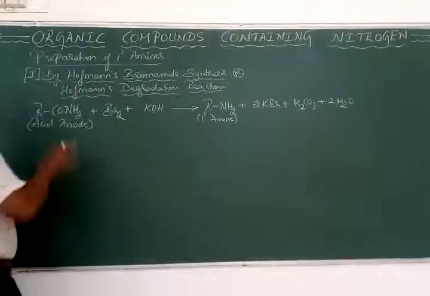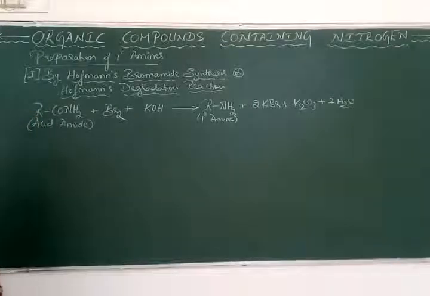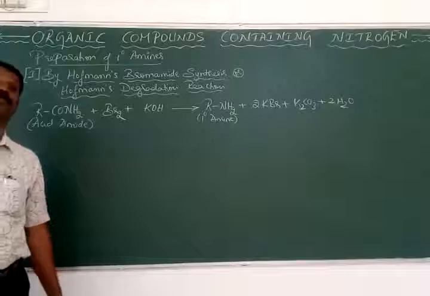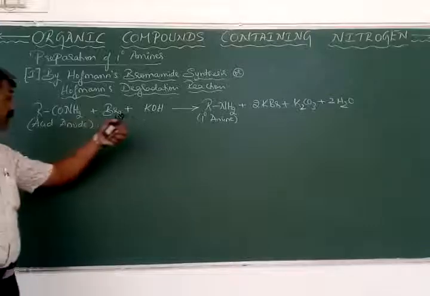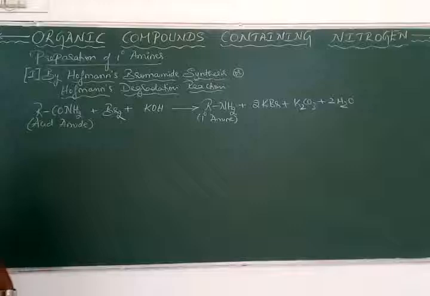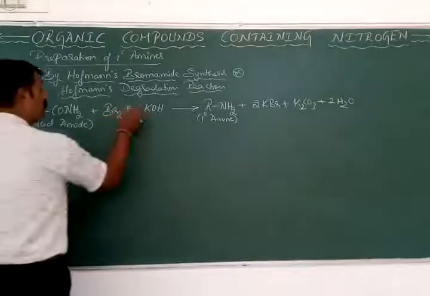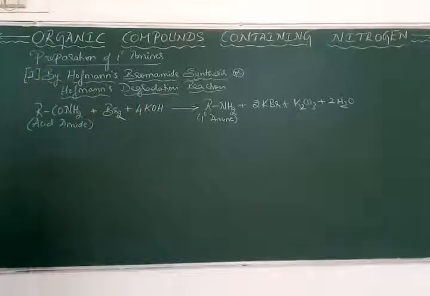Means the primary amines are prepared by treating acid amides, which are derivatives of carboxylic acids, with bromine and aqueous or alcoholic potassium hydroxide. The amide derivative of a carboxylic acid is called acid amide. To balance that, we have this 4 here.